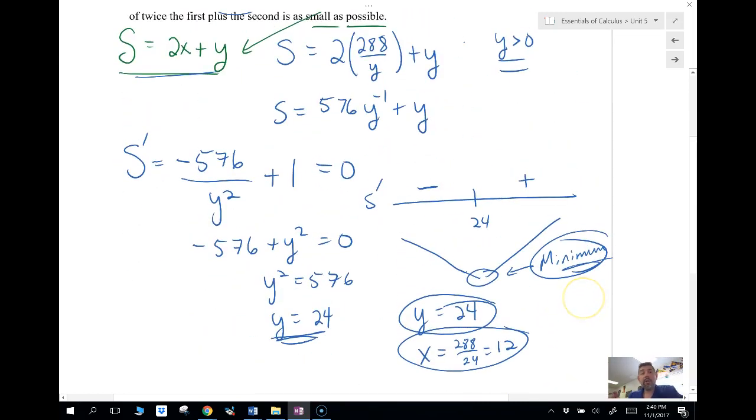All right, so there you go, guys. There's the second example in optimization for Calculus.